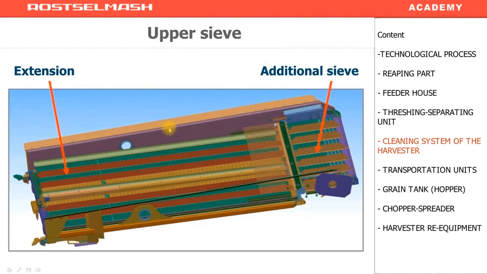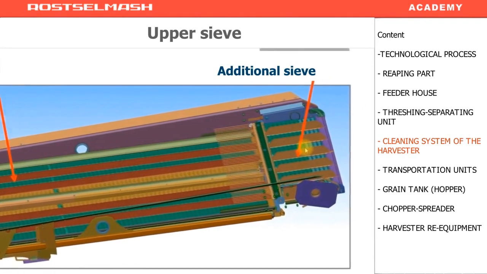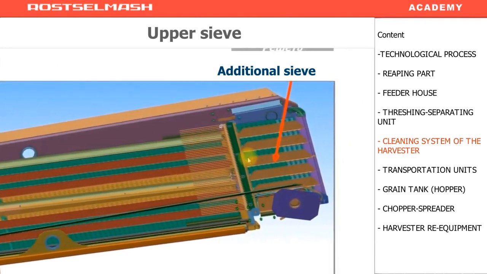The construction of the upper sieve also includes the pre-sieve, or as it's called, an additional sieve, and the upper sieve itself, which is divided into 2 adjustments, the upper sieve extension and the main part. The pre-sieve has got 2 adjustments. Here you see 4 chaffer fins of one color and the other chaffer fins of another color.